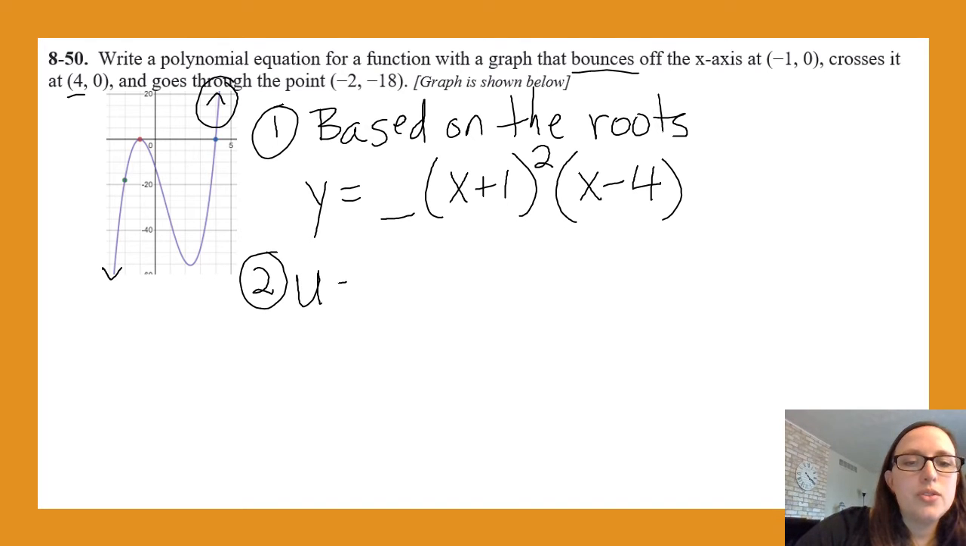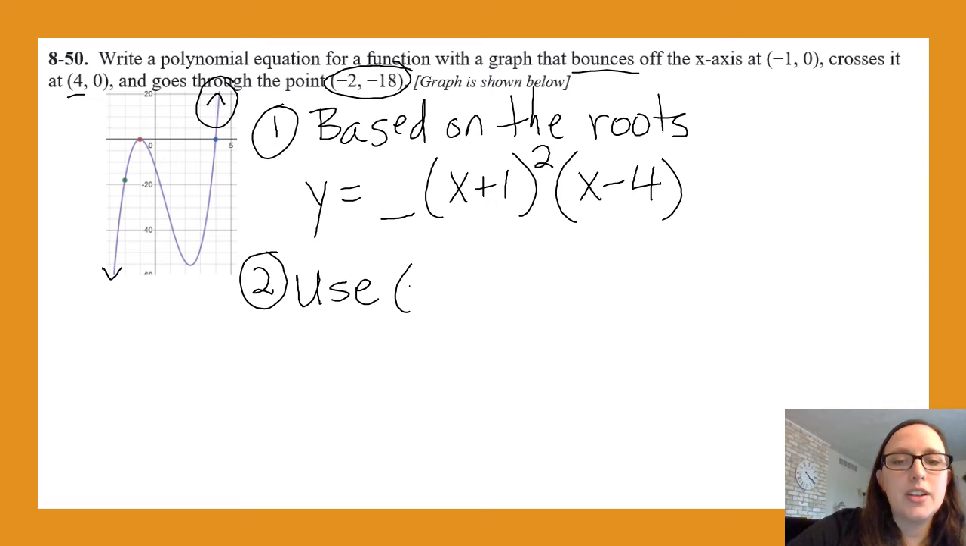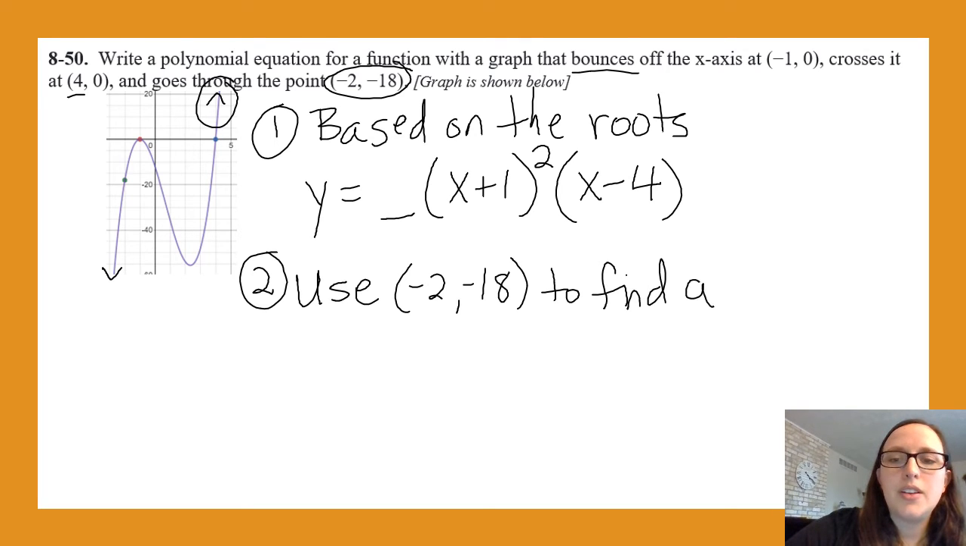We're going to use a point that is not the root, so the only point that we have is -2, -18, to solve for or find a, the leading coefficient. So we know this means that x equals -2 and y equals -18. So we can plug those numbers into our function up here.